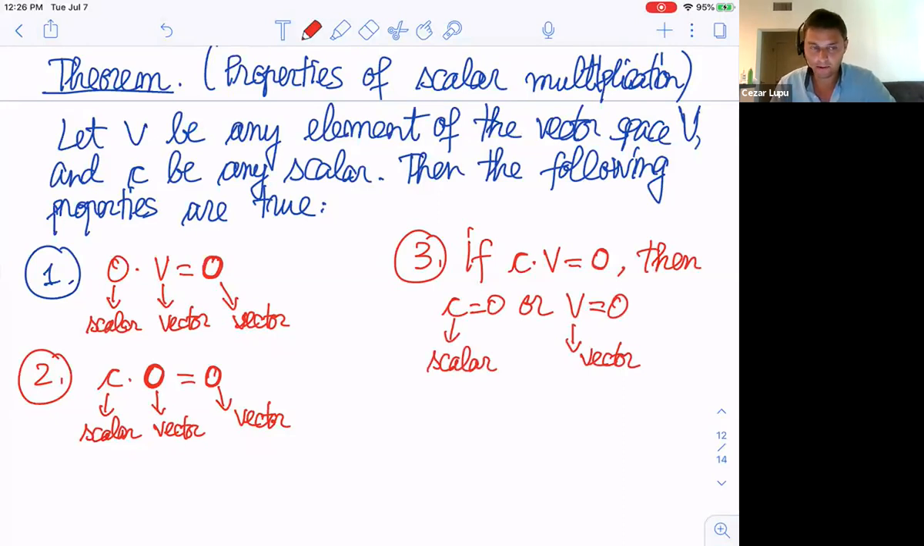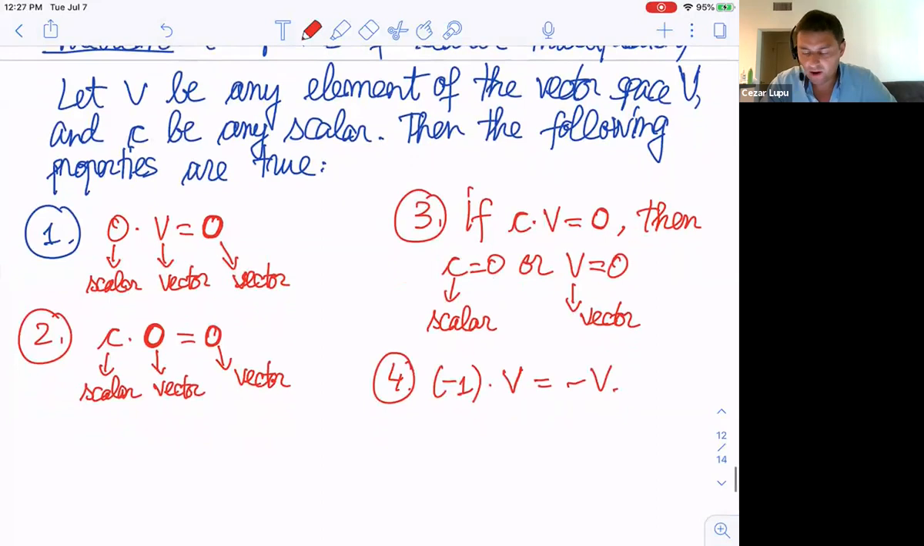And then another property, a fourth one, is that if we multiply the scalar -1 by the vector V, it will always be -V. So these are the operations. They're not very hard to prove, very easy to prove.